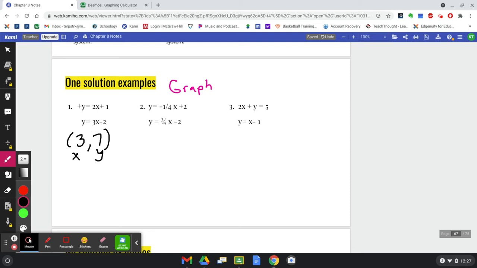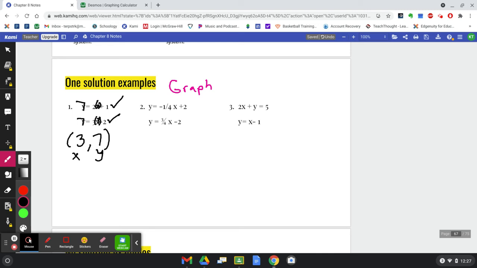And you can check, right? I could say 7 for y, plug in 3 for x. 2 times 3 is 6 plus 1 is 7, so that one checks. See about here, 3 times 3 is 9, minus 2 is 7. That one checks. So this is my solution. It's the one point that both lines have in common.